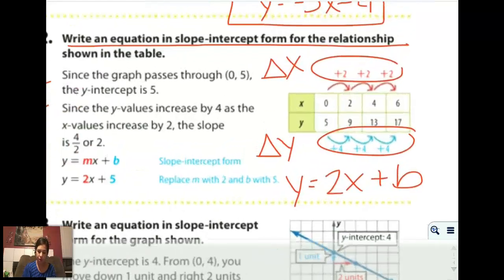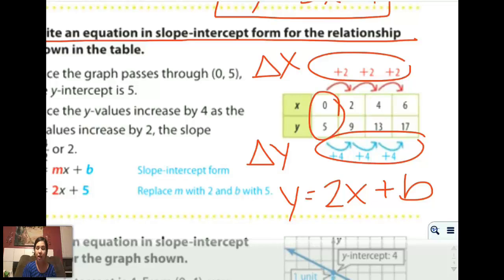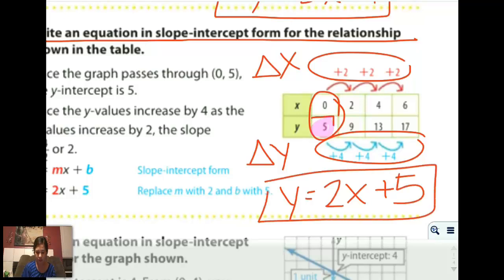So I look at my table and I see it. When x is 0, my y is 5. So this is my y-intercept, +5. So I can now replace my b with my actual number, which is a +5. And I'm done. I have my equation.